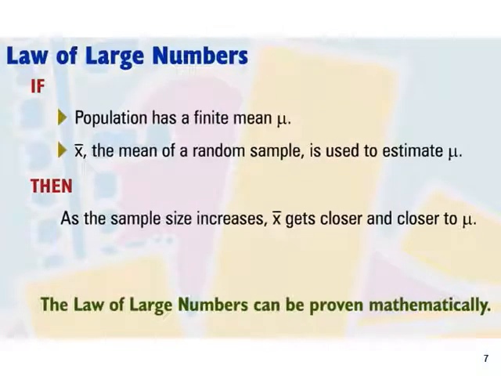So here we will learn about the law of large numbers. What does it say? It says if the population has a finite mean mu, and x bar, the mean of a random sample, is used to estimate mu, then as the sample size increases, x bar gets closer and closer to mu. And this is the law of large numbers, which can be proven mathematically.